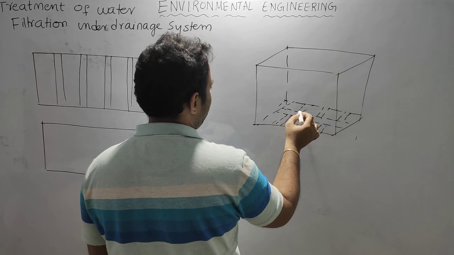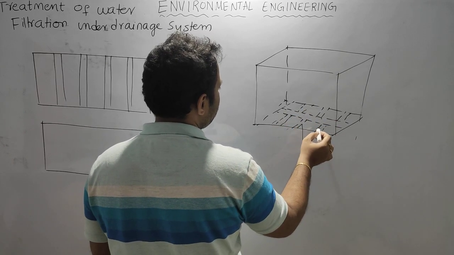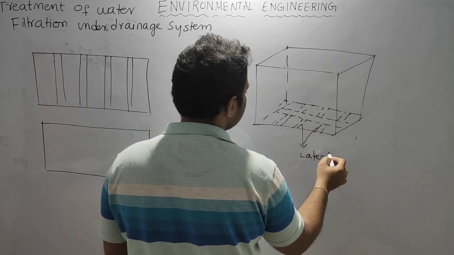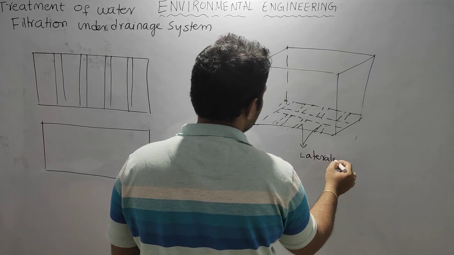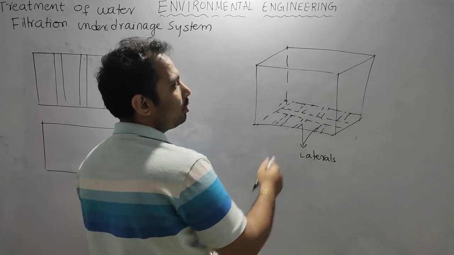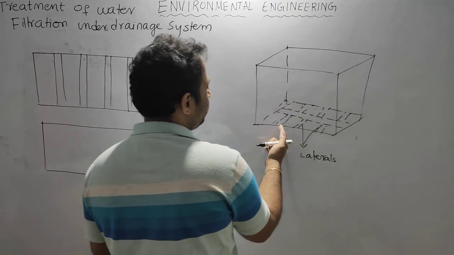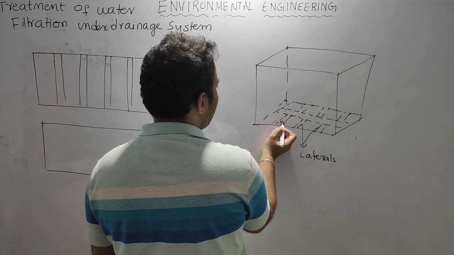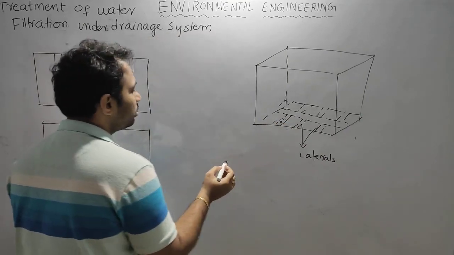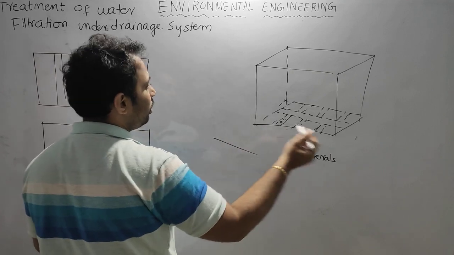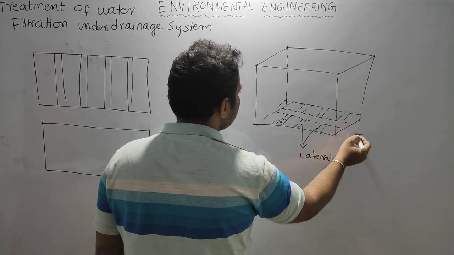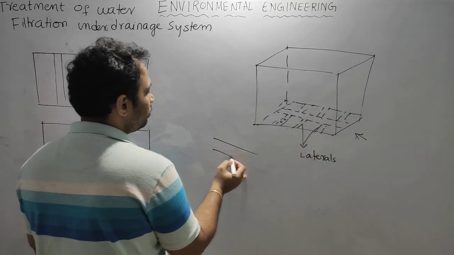So these are called laterals. Whatever you are seeing here, these are called laterals. Whenever the water is going down, it will come onto these laterals, and these laterals will have perforations. If you look at the lateral from the side view, this is how it looks.